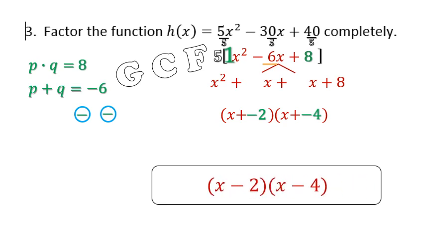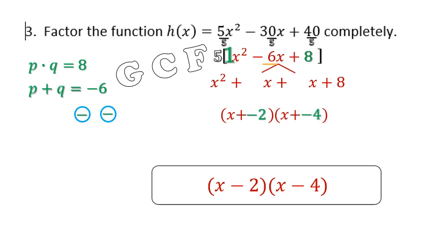We probably wouldn't call it x plus negative 2. We'd probably call it x minus 2 and x minus 4, but those are our parentheses. We can save ourselves some steps. Now, sometimes you're halfway through those steps before you realize you can save yourself steps. So don't back up and erase it. Just get the problem finished.